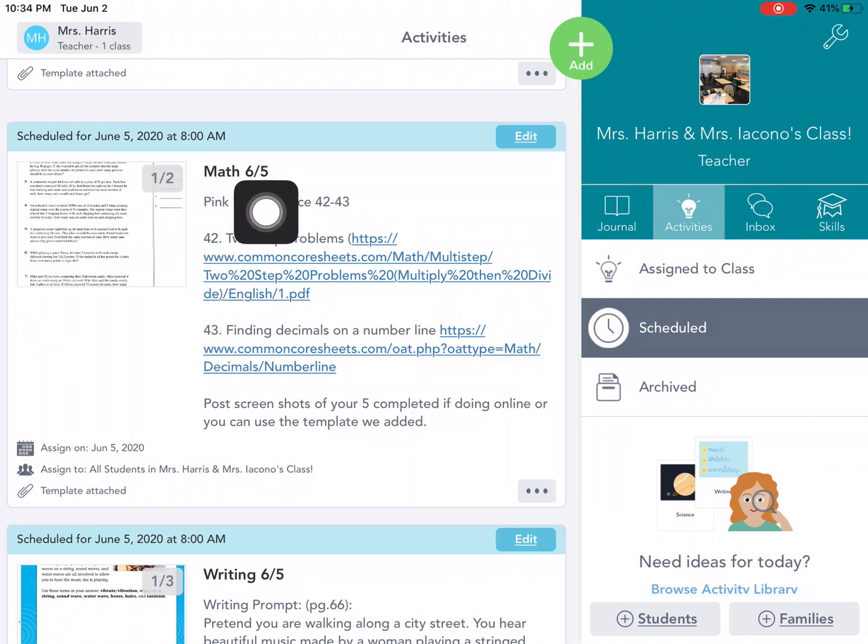Today is June 5th. We are in the pink SBA practice, and remember we're only doing 2 of them because they're a little more difficult. We have numbers 42 and 43. Number 42 is 2-step word problems, and 43 is finding decimals on a number line. So you have your worksheets or you can do the links.